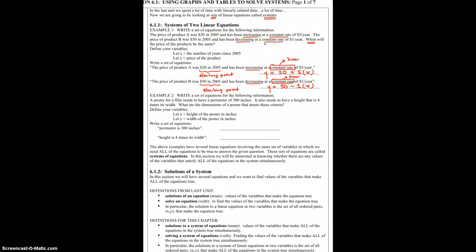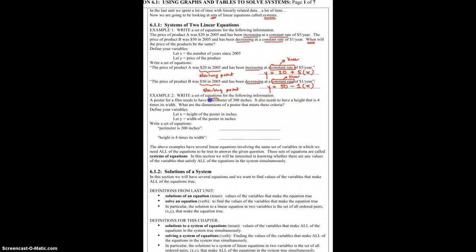In example 2, we're asked to write a set of equations for some different information. A poster for a film needs to have a perimeter of 300 inches, and it also needs to have a height that is 4 times its width. What are the dimensions of a poster that meet these criteria?